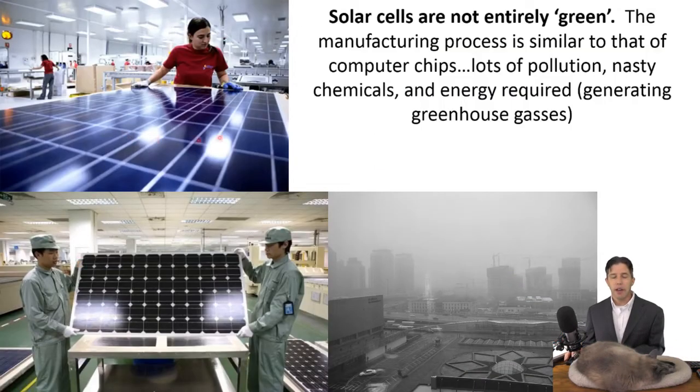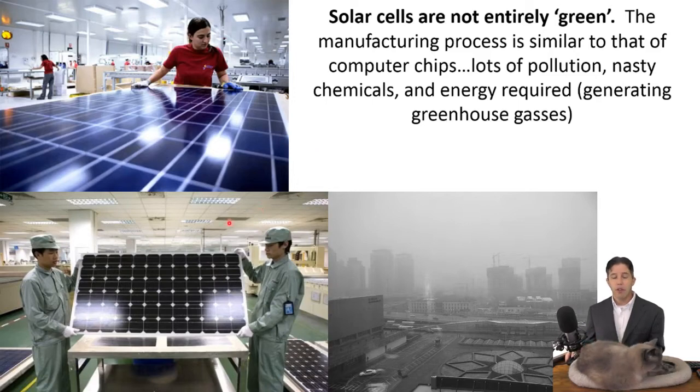One thing that a lot of people don't realize is that solar cells are not entirely green, and so they work very similar to computer chips. There are silicon wafers, as we talked about. That's a very messy process. It takes a lot of chemicals, it generates a lot of waste, uses a lot of electricity.